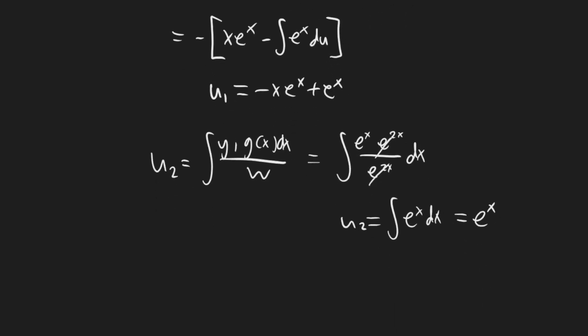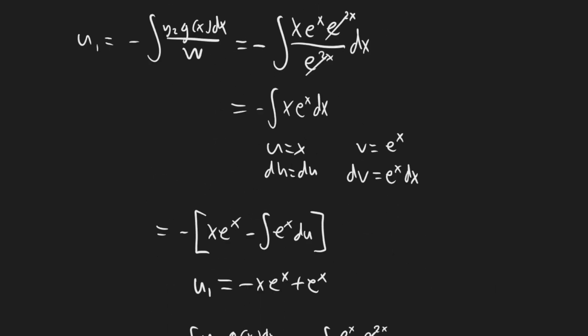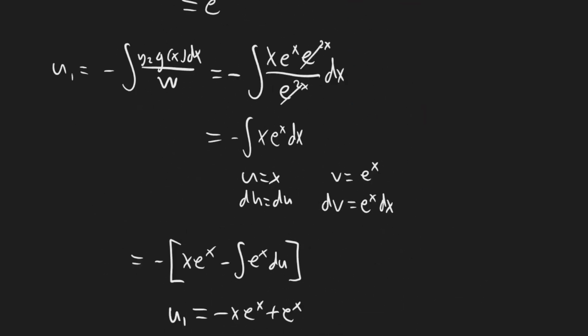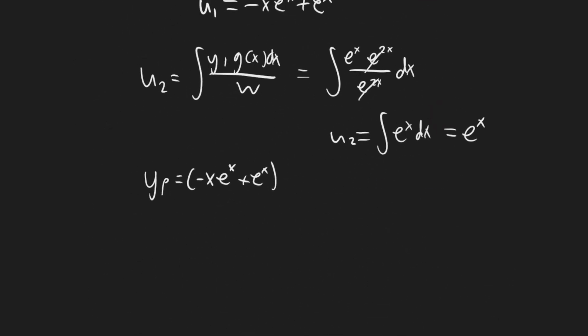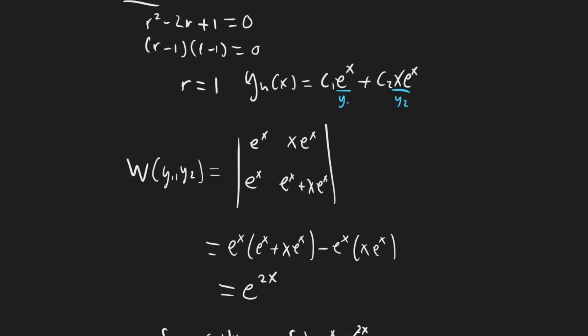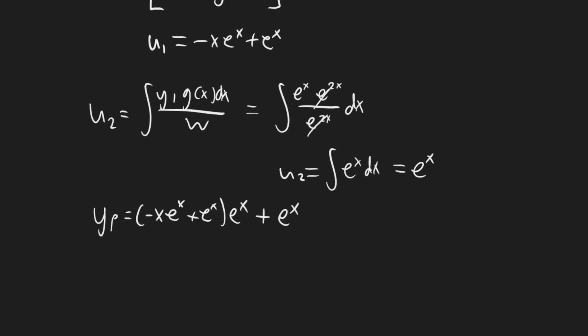And we can put together the particular solution now. This is going to be u1 times y1. So we have u1, negative x e to the x, or just regular x, plus e to the x. And then what was y1? Well, y1 is e to the x. So we have a e to the x here. And then we have a plus u2 times y2. Well, u2 we just said was e to the x. What was y2? Well, y2 is up top. We said that's x e to the x.